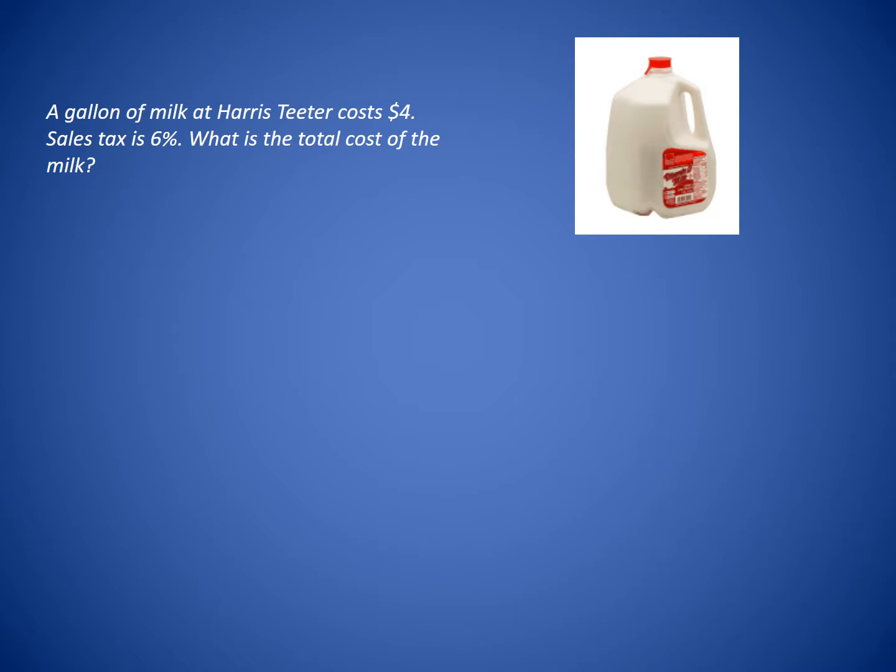A gallon of milk at Harris Teeter costs $4. Sales tax is 6%. What is the total cost of the milk? So what we want to do is try to establish a process for how we can solve these kinds of problems. You might be able to do this in your head, but in the future we'll have more difficult kinds of problems. So the process is really important that you understand it. So let's walk through briefly the steps to set up this problem.